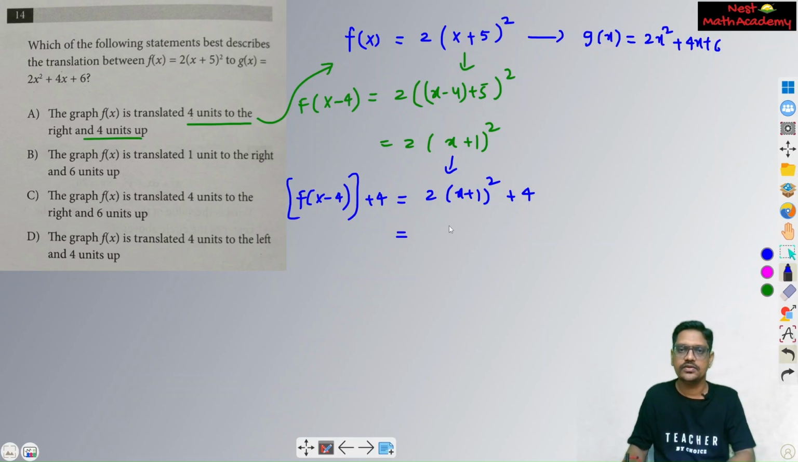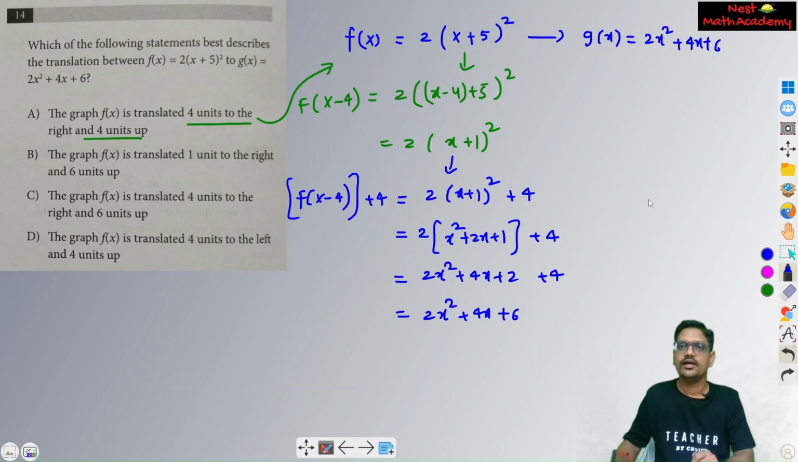Okay. So now we have to simplify that. 2 times (x plus 1) whole squared is (x plus 1) times (x plus 1), which is x squared plus 2x plus 1, plus 4. Multiply 2 into the brackets, distributive property: 2x squared plus 2 times 2, 4x, plus 2, plus 4. Now combining the like terms, 2x squared plus 4x, 2 plus 4 is 6. Oh, exactly matching with the given thing. So luckily we got the correct option in option A itself.